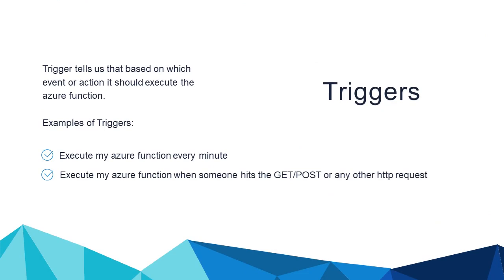Triggers. As we know that triggers tells us that based on which event or action it should execute the Azure function. Let's see some of the example of triggers. If I want to execute my Azure function every minute, then I will use timer trigger Azure function. If I want to execute my Azure function when someone hits the get, post or any other HTTP request, then I will use HTTP trigger Azure function.